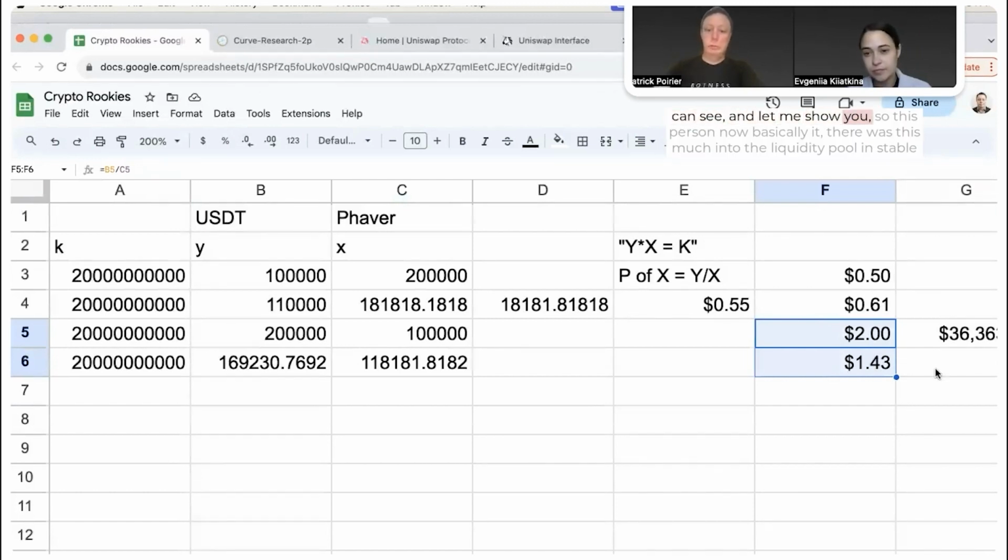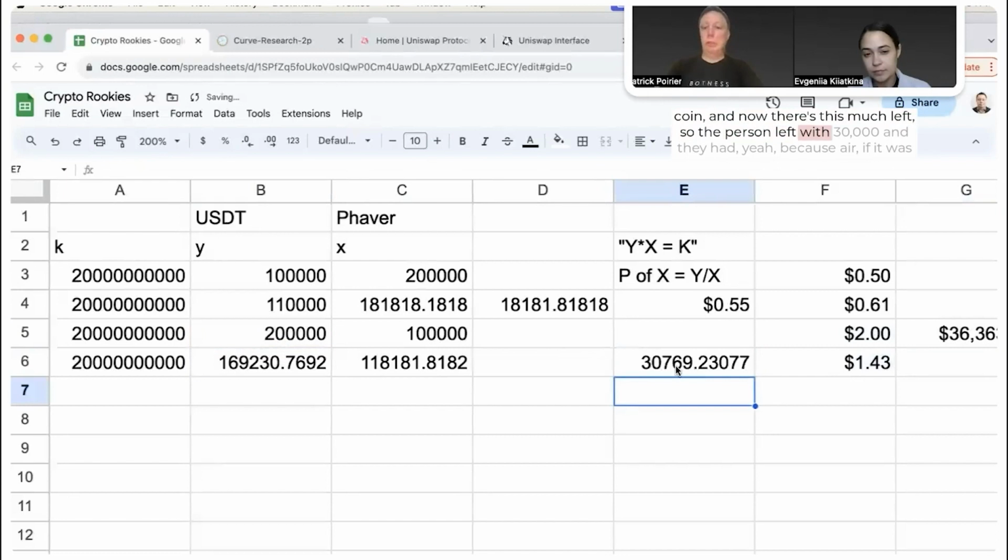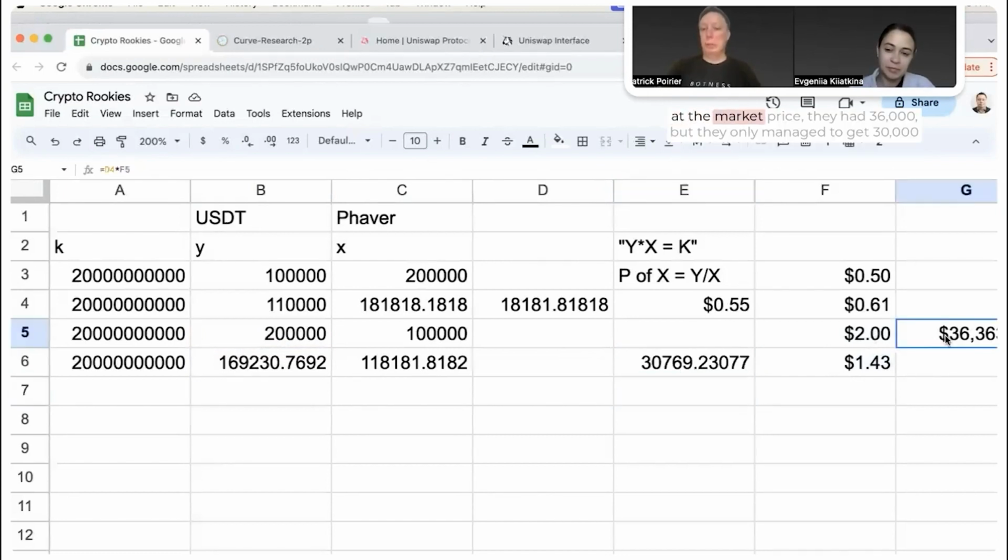And let me show you. So this person now, basically, there was this much in the liquidity pool in stablecoin, and now there's this much left. So the person left with $30,000. Because here, if it was at the market price, they had $36,000, but they only managed to get $30,000 out because I think the bonding curve was moving along the curve while this wasn't. So I think the bonding curve is a pretty amazing way to manage this, so that you never run out of token on either side.